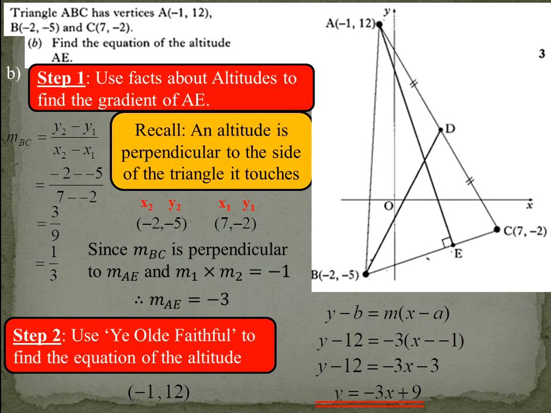I'm happy with that. It's got a positive y-intercept, which fits the diagram. It's quite a steep downward slope. So everything, in my eyes, kind of makes sense in this diagram.